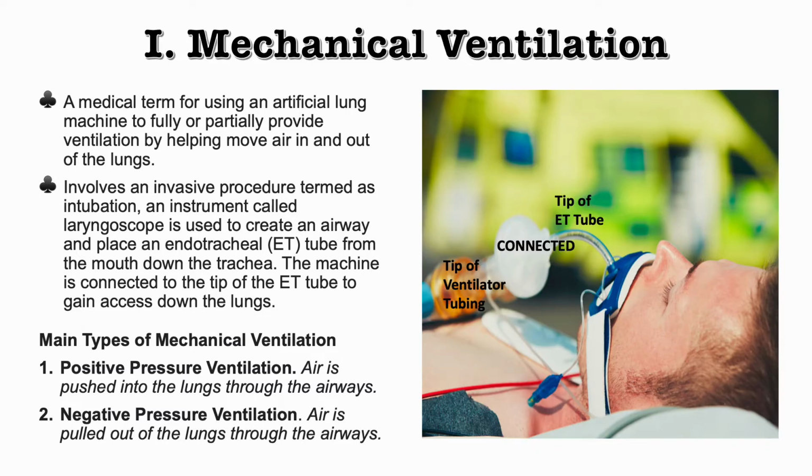The main types of mechanical ventilation are positive pressure and negative pressure. Positive pressure is common, where air is pushed into the lungs, while negative pressure is when air is pulled out of the lungs. Once the ET tube is in place, as mentioned prior when we talked about intubation, the mechanical ventilator tubings can be attached end to end. In the photo, we can see the tip of the ET tube. It's connected or attached to the tip of the ventilator tubing.